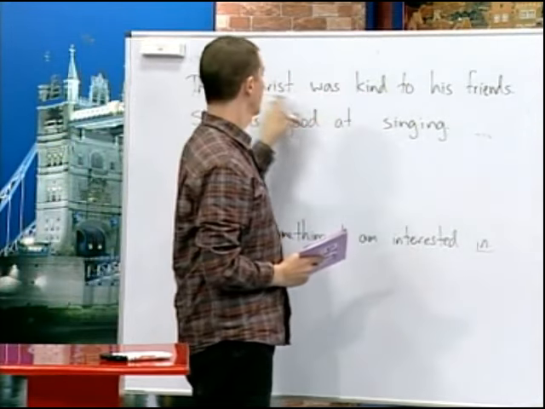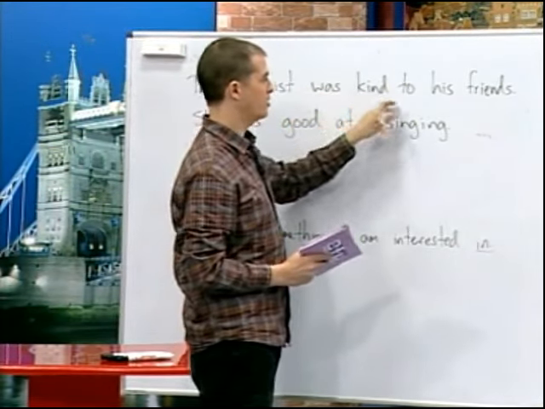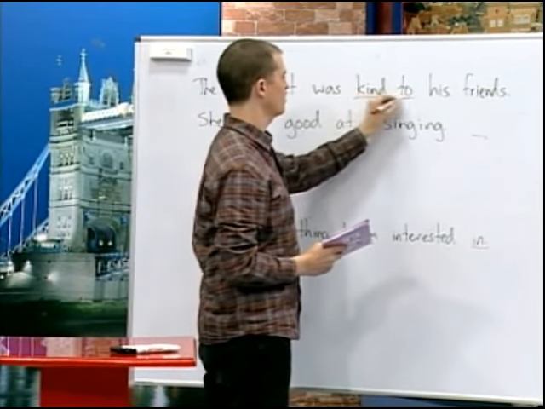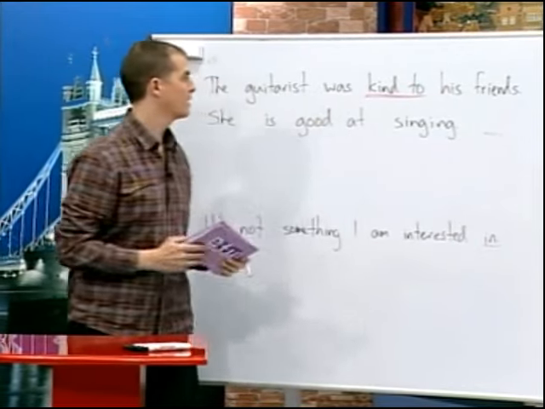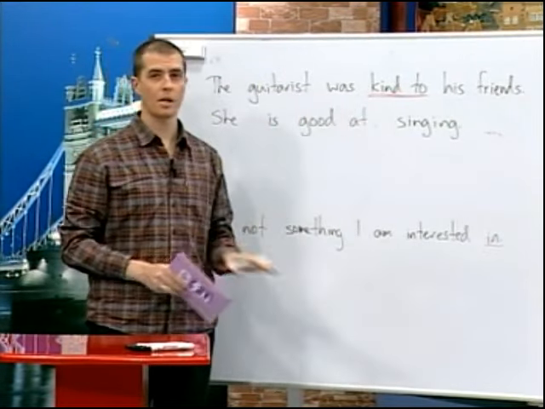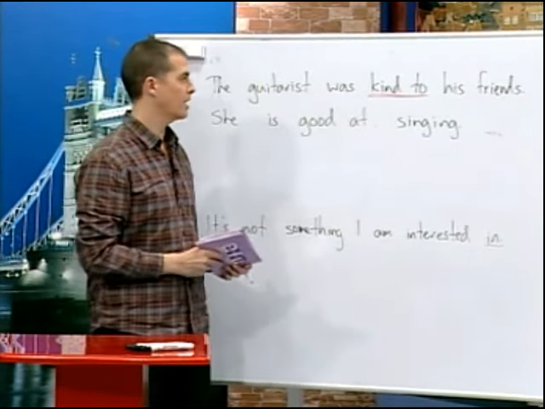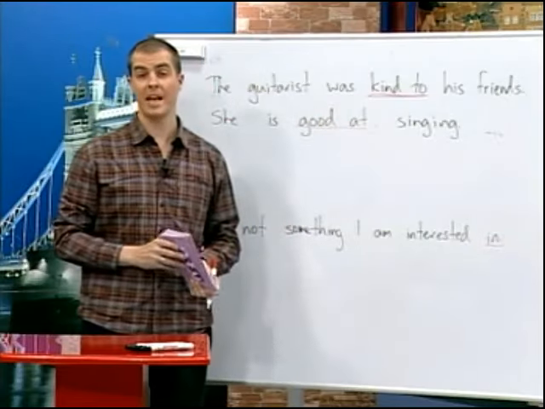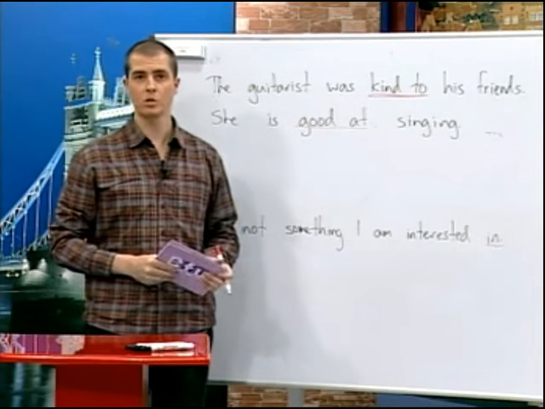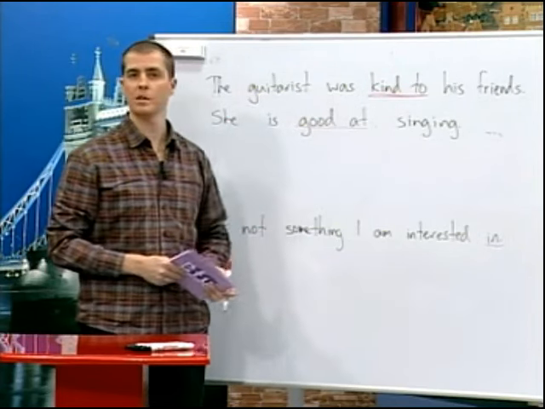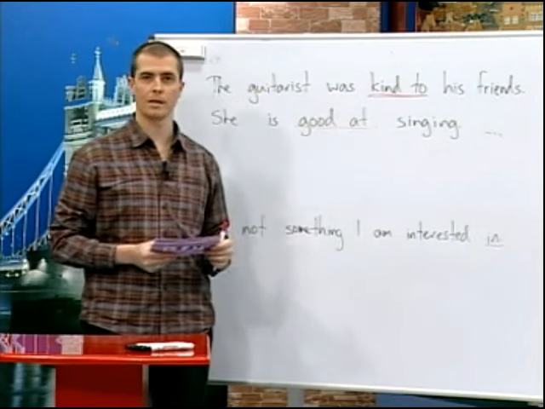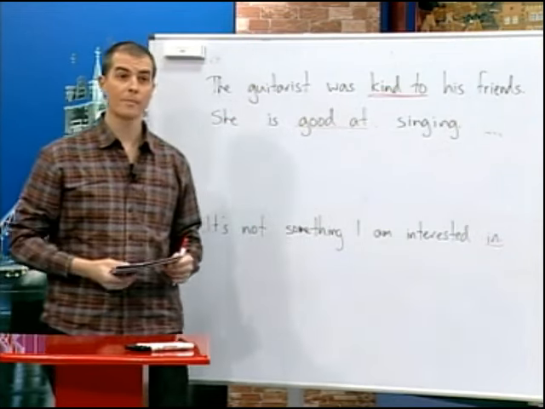So what this means is, when we use kind, we always use to with this word. The guitarist was kind to, not kind at or kind for, always kind to. And she is good at singing. She can sing well. She is good at singing, not good to singing or good for singing, always good at singing. Well, let's look at prepositions.